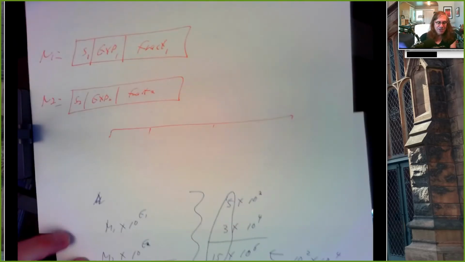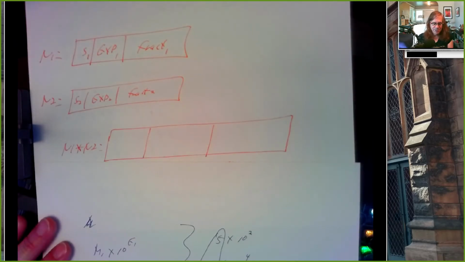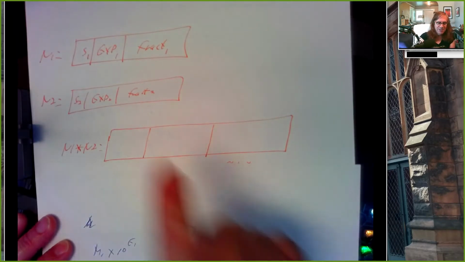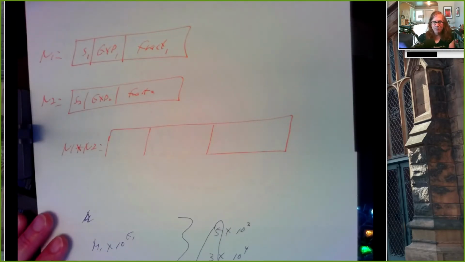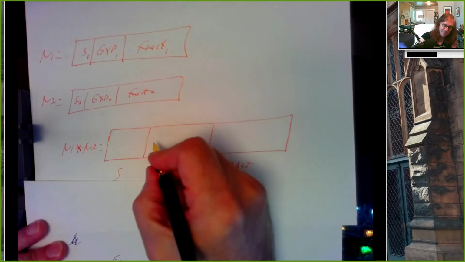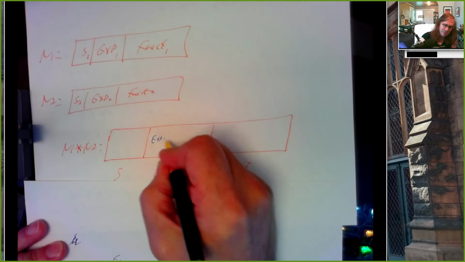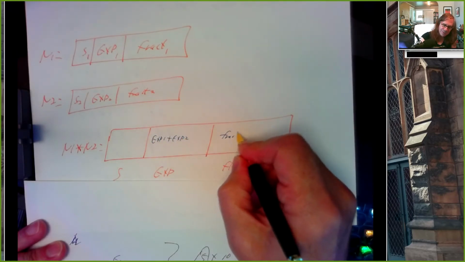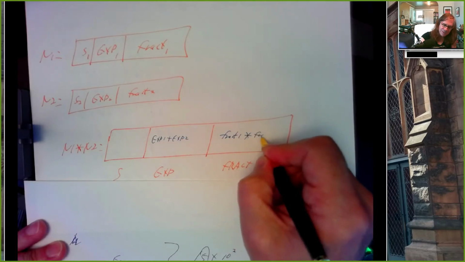And so if we have a way to multiply integers, well, take your fractions, multiply them together. Take your exponents, add them. That's nominally what you're going to get. So this will be exponent 1 plus exponent 2. This will be fraction 1 times fraction 2.